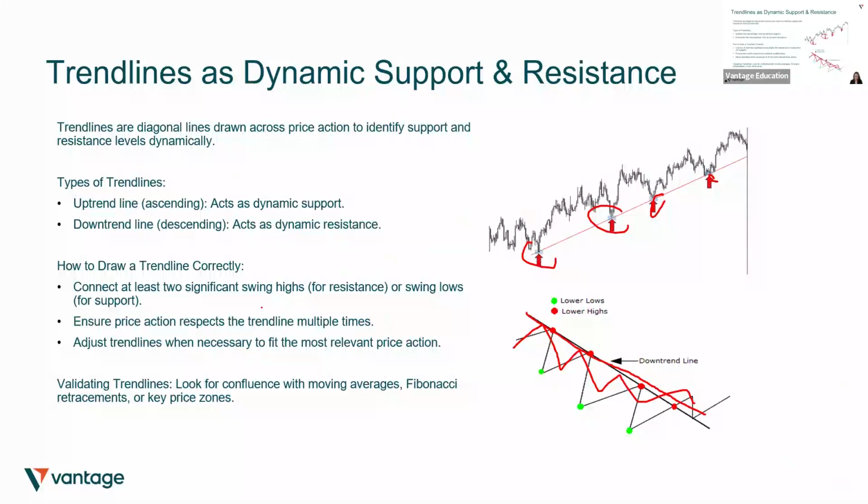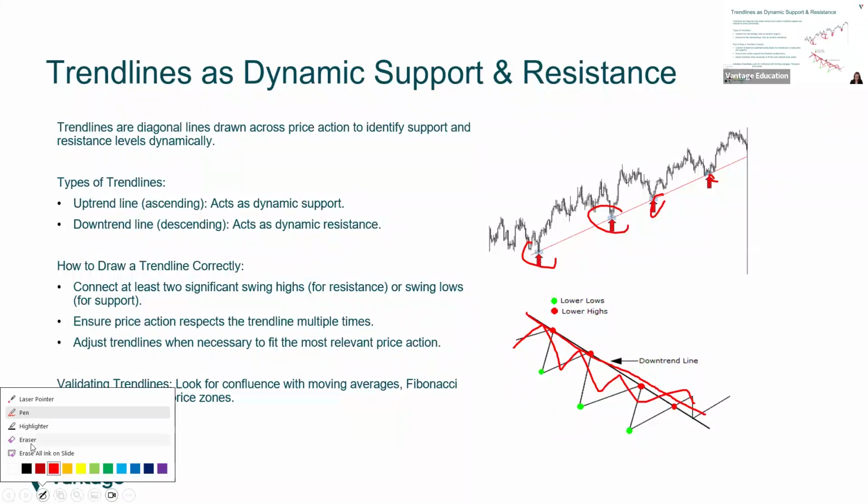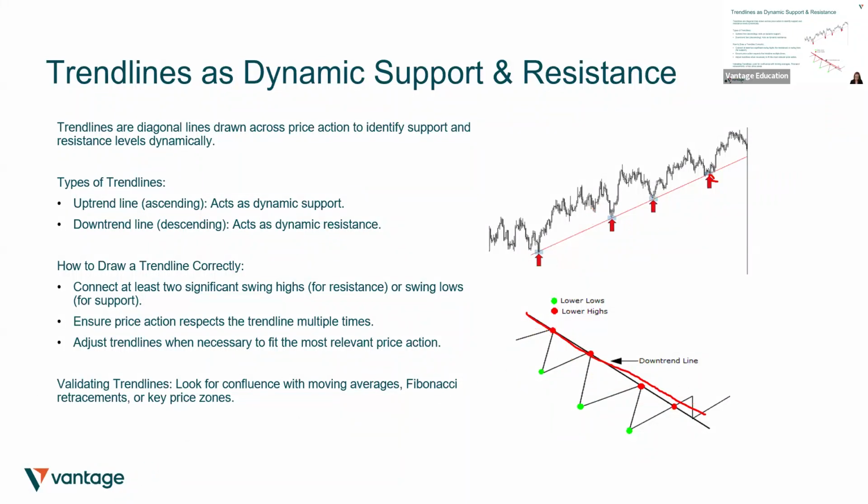Now, how to draw a trend line correctly? Connect two significant swing highs for resistance, or swing lows for support level, which is this one. I change to this one. Connect the two significant swing highs. This is our swing high, this is a swing high, for the resistance. And for support, this is our swing low. Ensure price action respects the trend line multiple times.